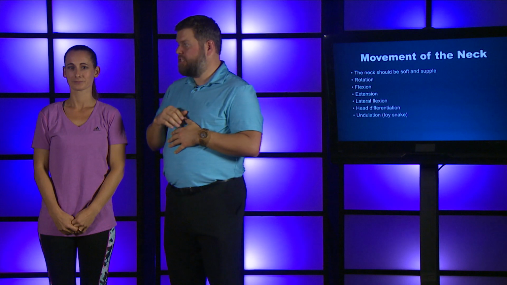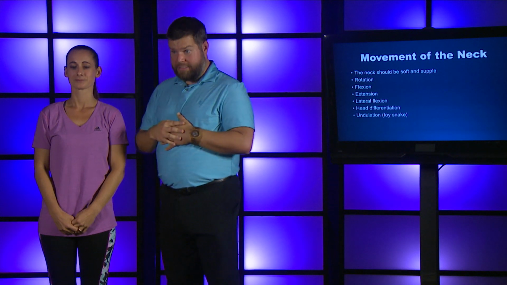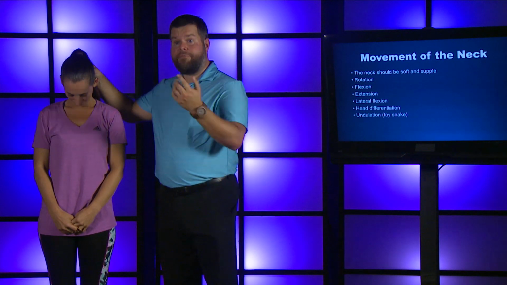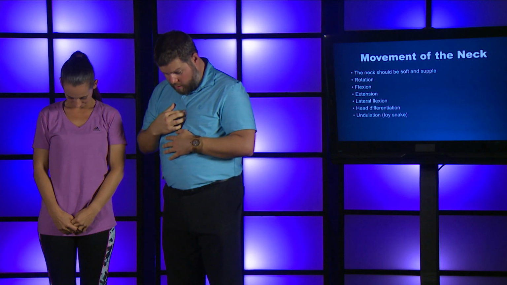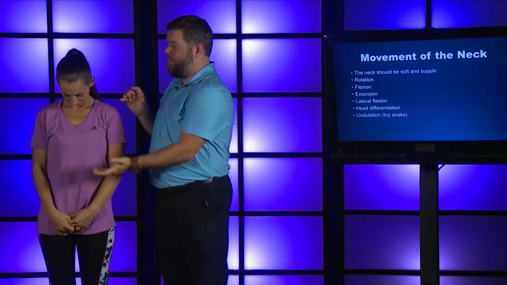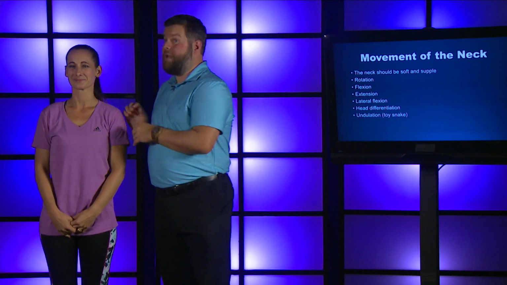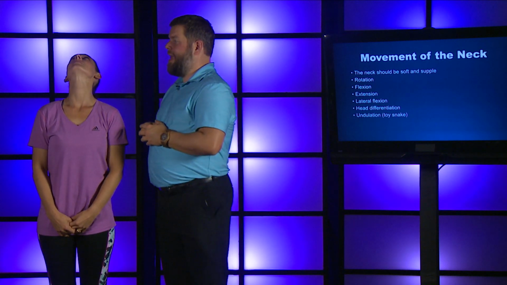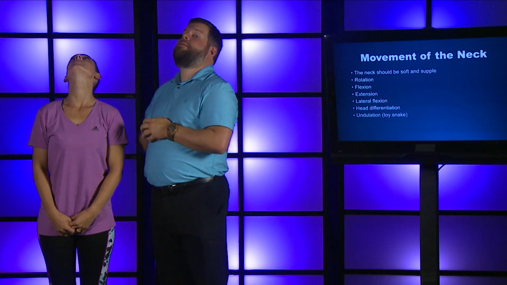So the first motion that we're going to look at is flexion of the head and the neck. As she flexes forward, that head should be able to effortlessly roll forward and down without any kind of restriction or impingement. If we have her now come back up to neutral, now she's going to go into extension. That head and that neck should be able to look up and extend backwards.